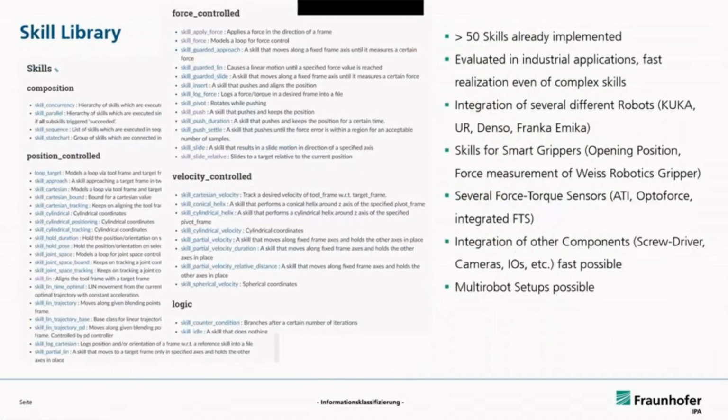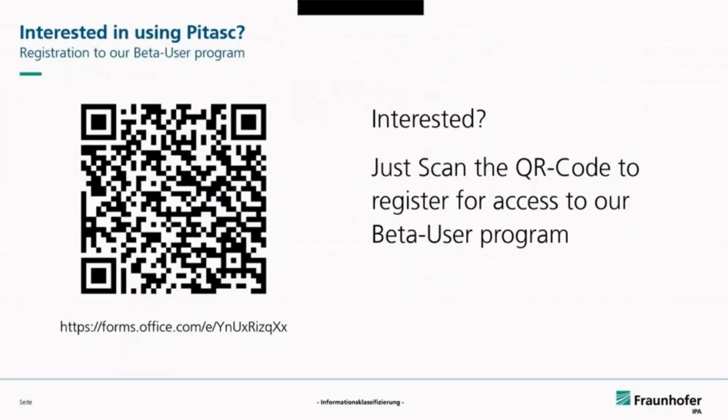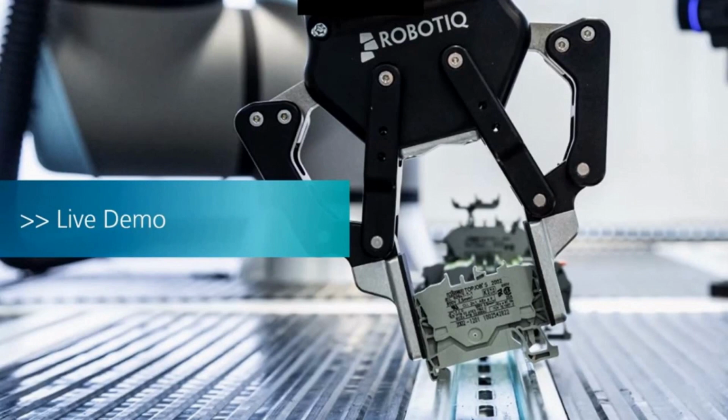There are many robot skills that we already implemented, over 50 actually, which also integrate different grippers, force torque sensors and other components. If you're interested in testing it out, you can register for our beta user program. Now let me show it to you live in action.